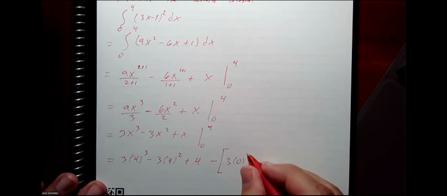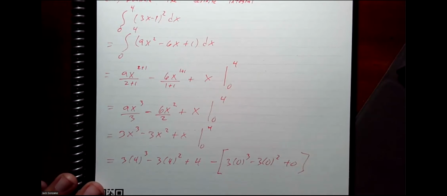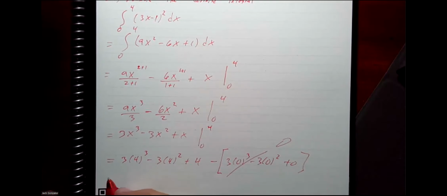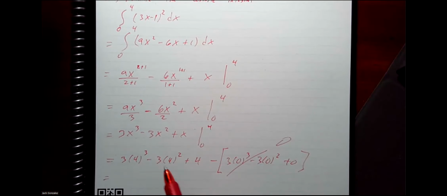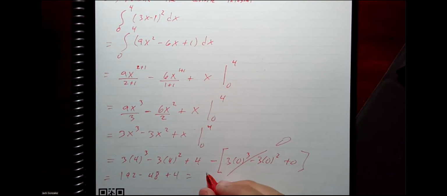3 at 0 minus 3 at 0 squared plus 0. This whole thing is 0, so it doesn't really matter in this case, but it's safer to put that minus in them brackets. So multiply this out, that'll be what? Bunch of garbage. 192 minus 48 plus 4, which is 148.